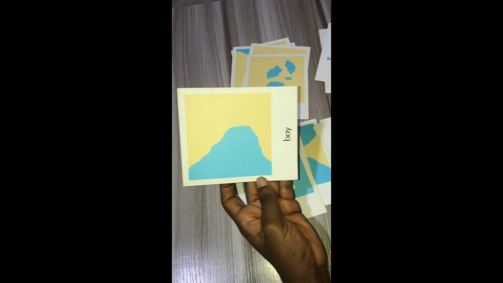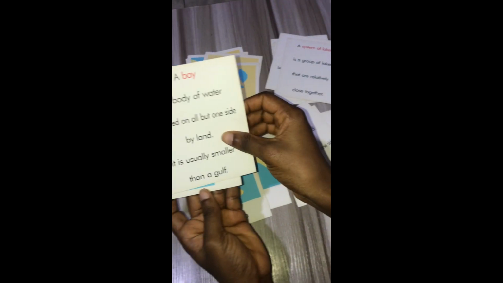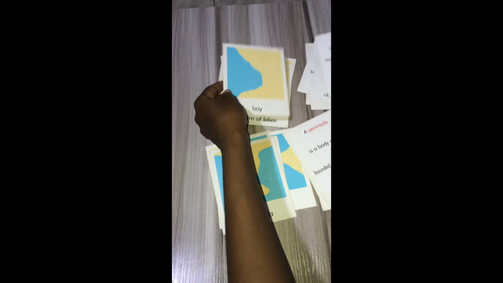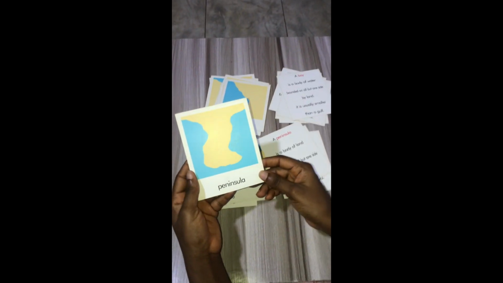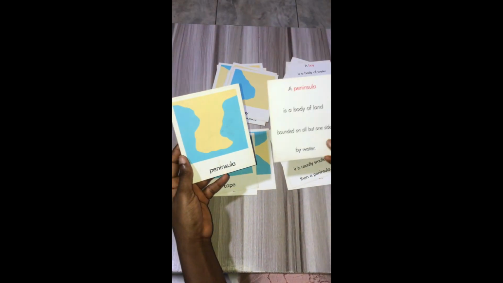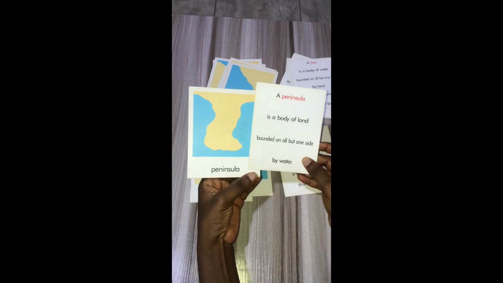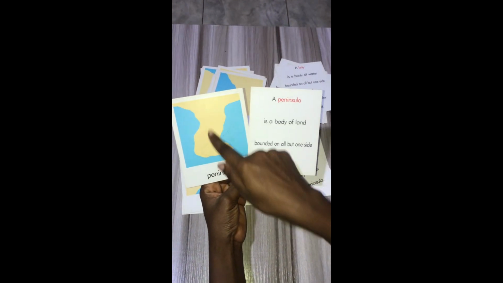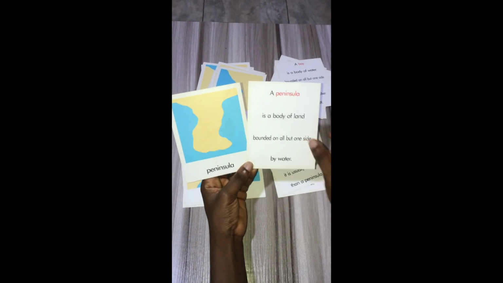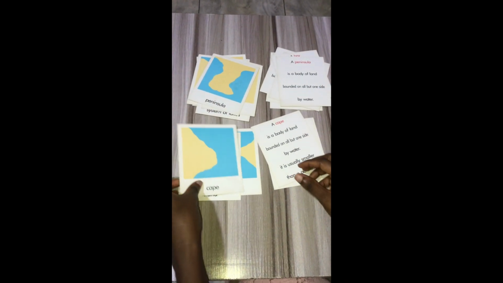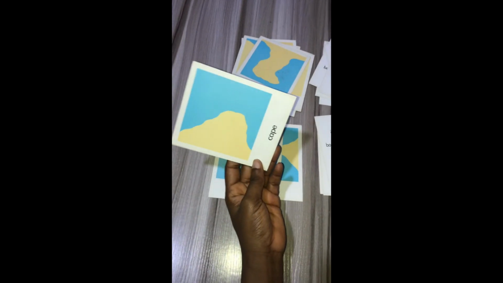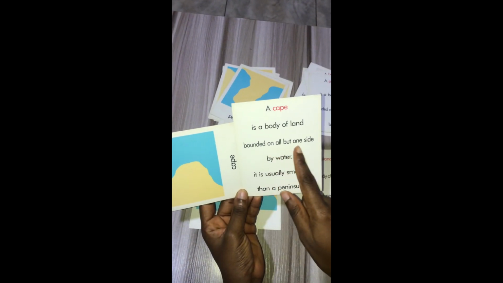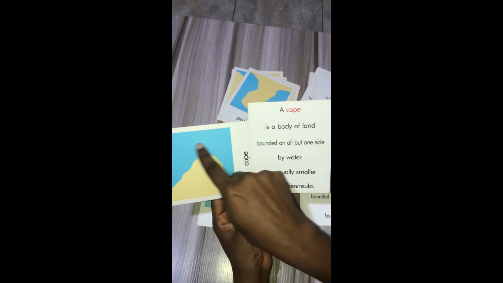Then we have here a bay. You can see there is a body of water bounded on all sides by land. Then we have peninsula, covered by land. Then we have a cape here. This is the opposite of bay. You can see it is bounded on all sides by water.